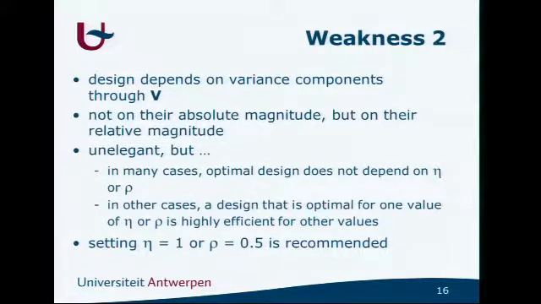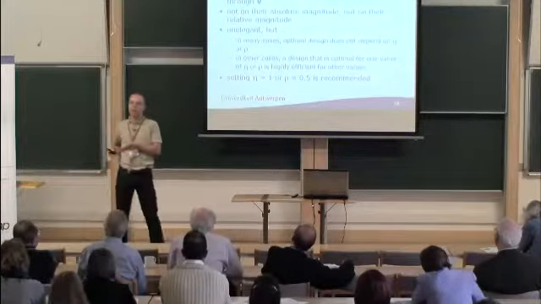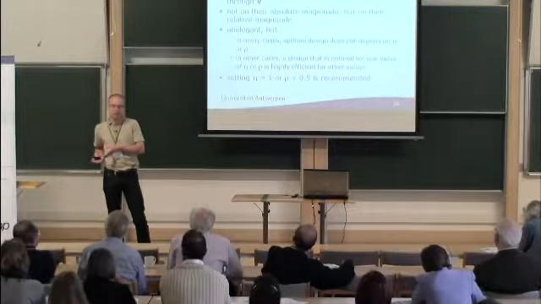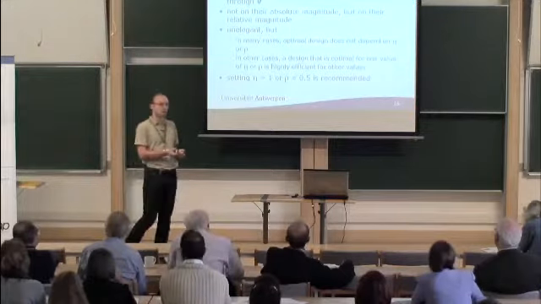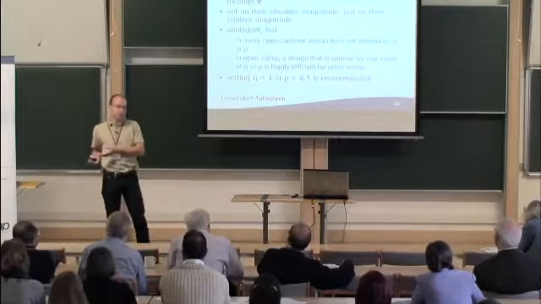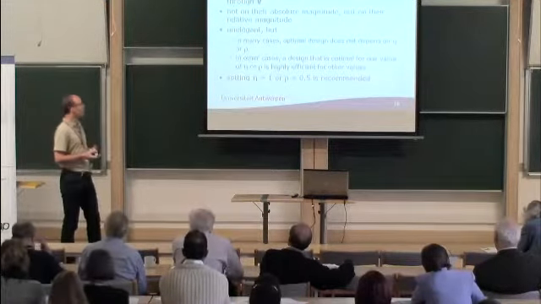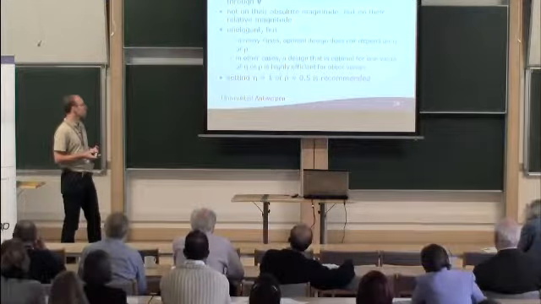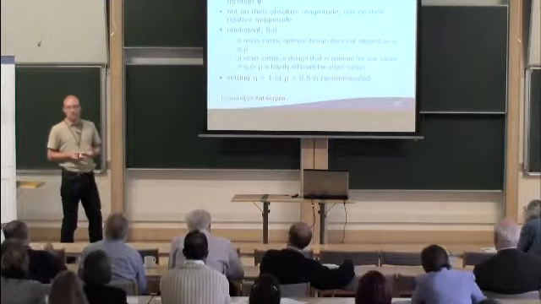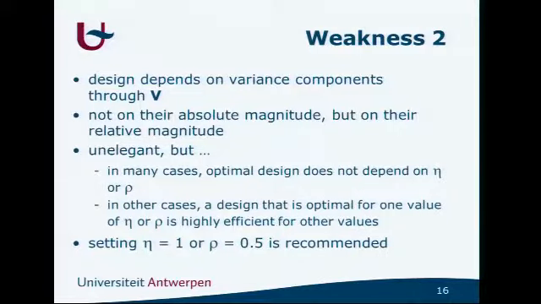Fortunately, it turns out that in some cases, the optimal designs do not at all depend on eta. In other cases, the optimal designs do depend on eta, but a design that's optimal for one value of eta is very highly efficient for another value of eta. So the fact that you miss the optimal design is not too bad. You will end up with a design that's good anyway. So this is, of course, unelegant, the dependence on eta or on the intra-class correlation coefficient rho, but the practical consequences are not too severe, I'd say.